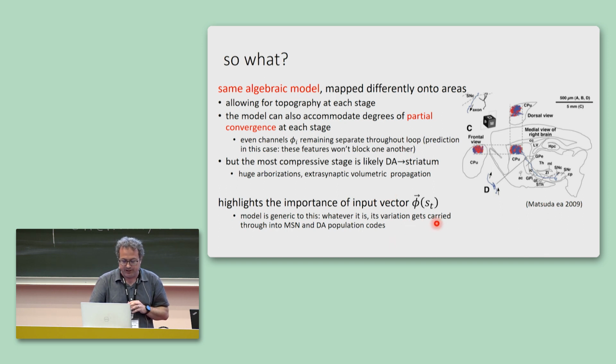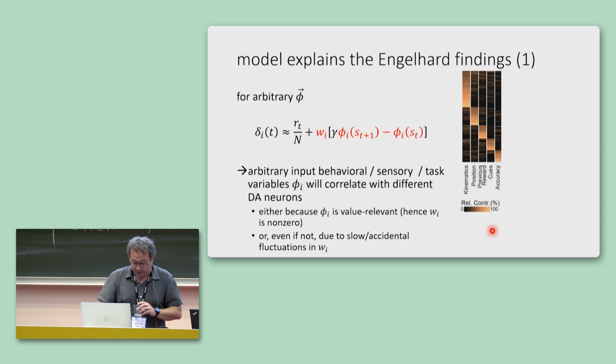And again, what this highlights is that this input vector, whatever it is, this feature code, the thing that we've been pretending in previous models was a labeled line for the state of a task or a count of numbers, is going to get carried through this whole circuit and is going to cause all kinds of variation across neurons. And I think that's basically what we're seeing. Okay, so that's the account.